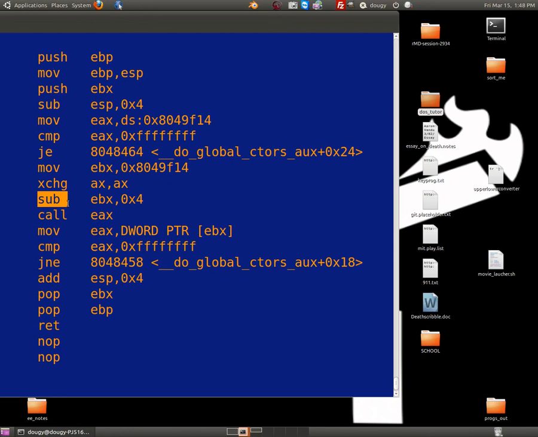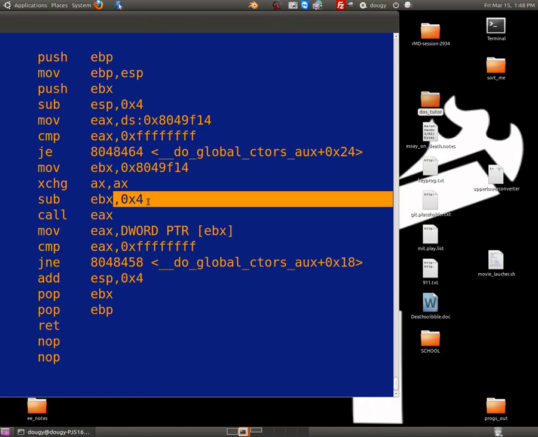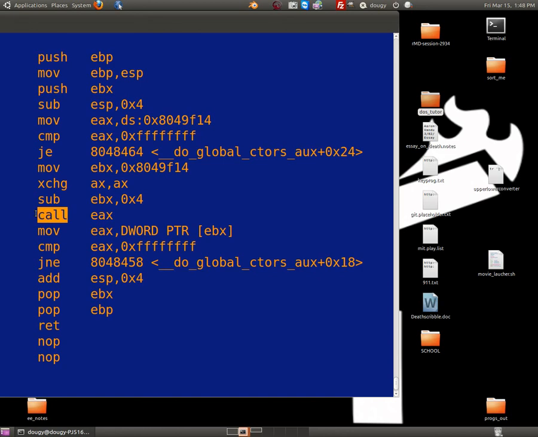For example, we will say sub, which is a hard-coded instruction on a one-to-one basis with the processor. Sub is subtract. Subtract what? Subtract from the EBX register 0x4. This is a memory address, I'm pretty sure. It's subtracting that from there. And then it's going to call the EAX register, and call what's inside of the EAX register.